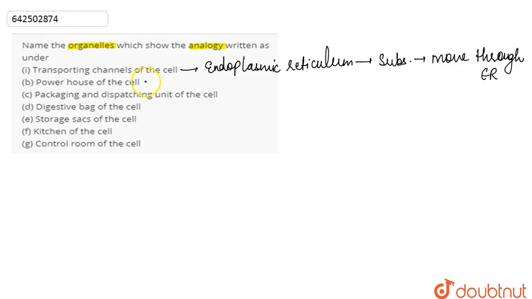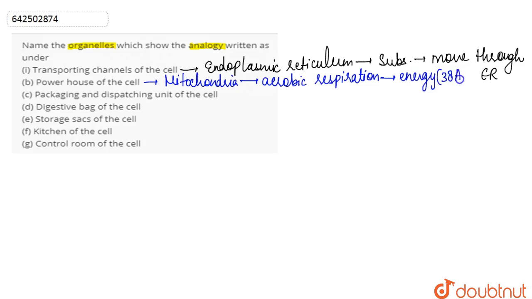The second part says the powerhouse of the cell is basically known as the mitochondria because it is the site of aerobic respiration. Aerobic respiration is a process wherein respiration takes place in the presence of oxygen and energy is released. In total 38 molecules of ATP are produced, so the energy produced is in the form of ATP. That is the reason why the powerhouse of the cell is known as the mitochondria.